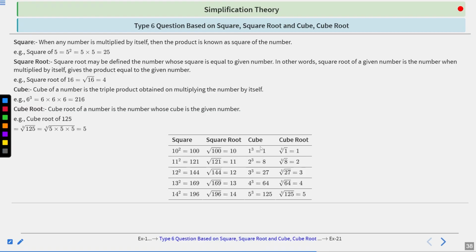Same way, 1 cube equals 1. 2 cube equals 8. 3 cube equals 27. 4 cube equals 64. And 5 cube equals 125. When we take cube root of 1, it becomes 1. Cube root of 8 becomes 2, cube root of 27 becomes 3, cube root of 64 becomes 4, and cube root of 125 equals 5.